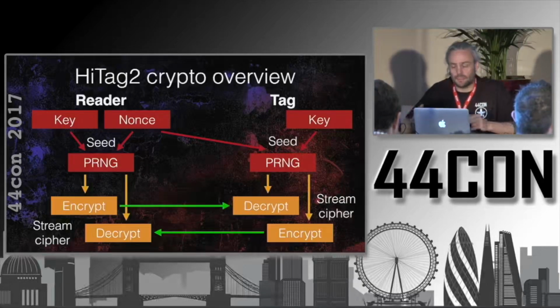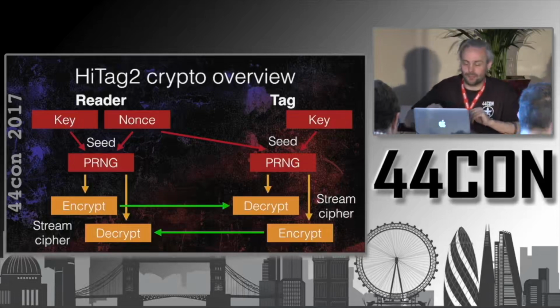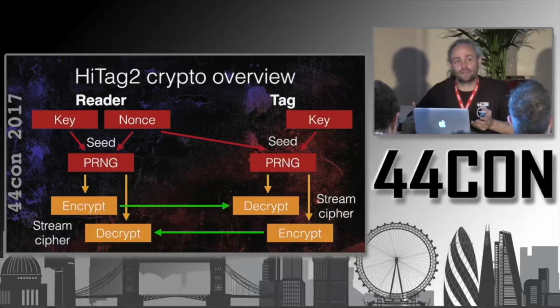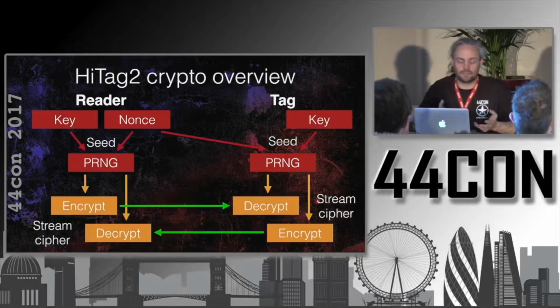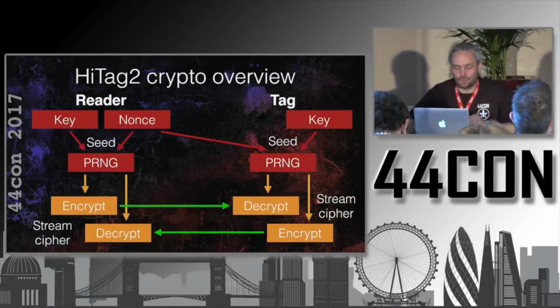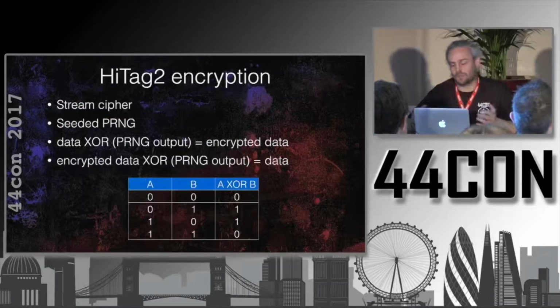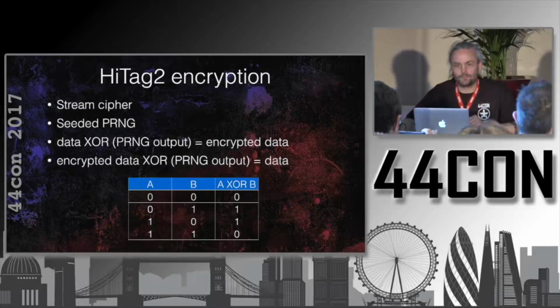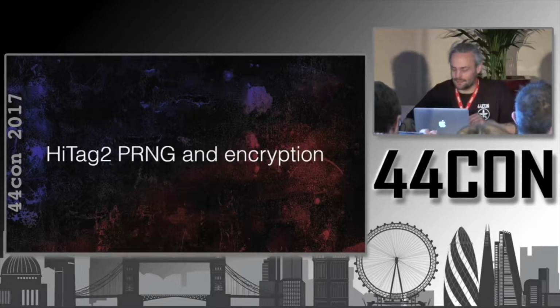Overall, what's missing from this is the UID. So the tag's UID is passed over, and the reader seeds its PRNG with the nonce, the key, and the tag's UID. The tag does the same. The nonce gets sent encrypted across. It all gets fed in. We'll talk about that. It turns into a stream cipher. Stream cipher is XOR. Yeah, we can all remember where we were yesterday.